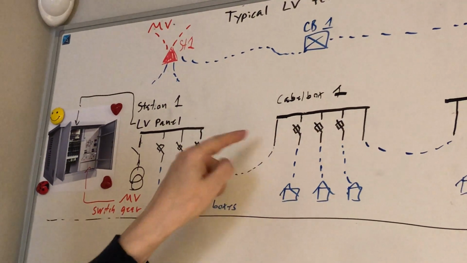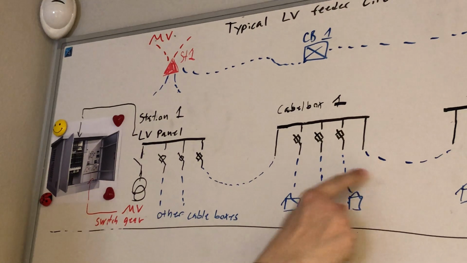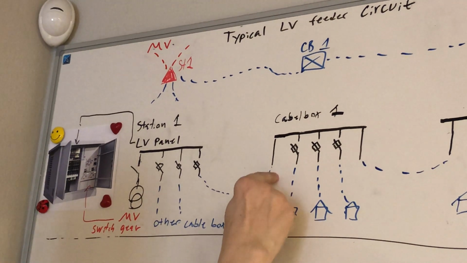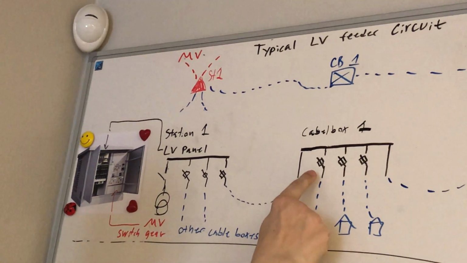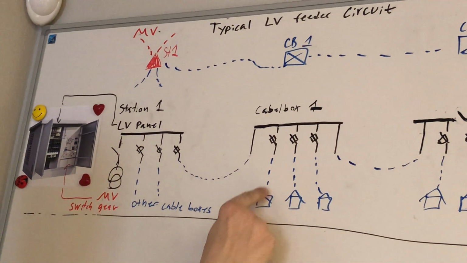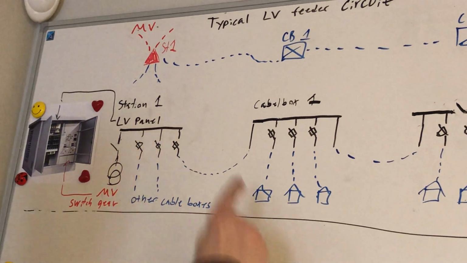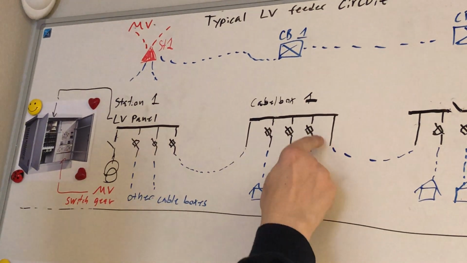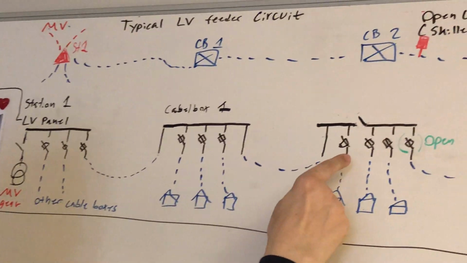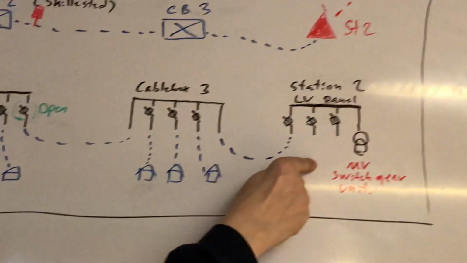If we open cable box number 1, we will typically see something like this. We can see the incoming line, and then we can see there are a few switch disconnectors, and these are connected to some houses, right? And from this cabinet there goes a cable to the next cabinet, and to the next, and then finally here we have a substation again.